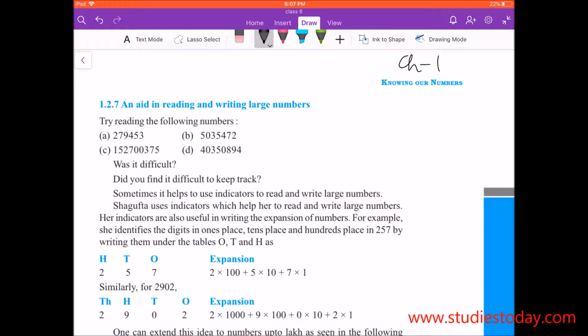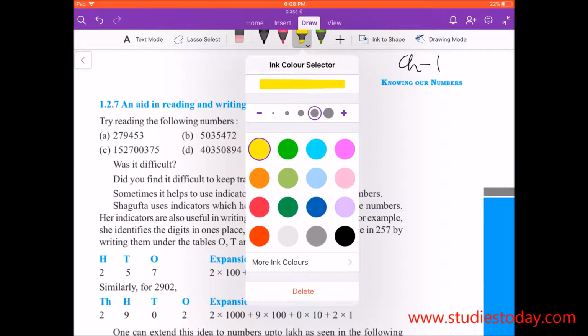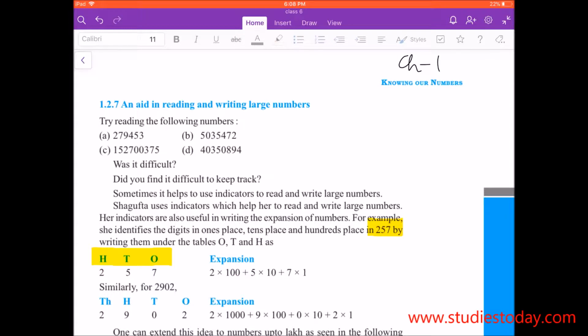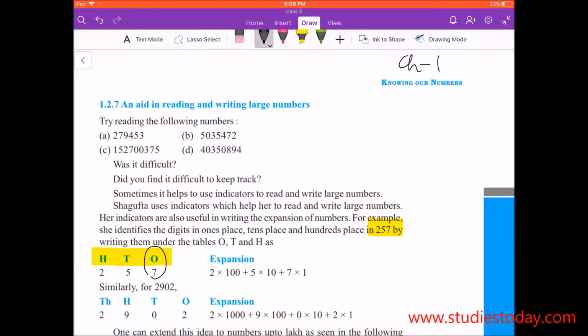To understand Indian and international system, first we may take a small number which is a 3-digit number. For example, I take 257. Now for observing how 257 belongs, I write it under its place value chart, which is ones, tens and hundreds. So at ones place I have the digit 7, at tens place I have the digit 5, and at hundreds place I have the digit 2.